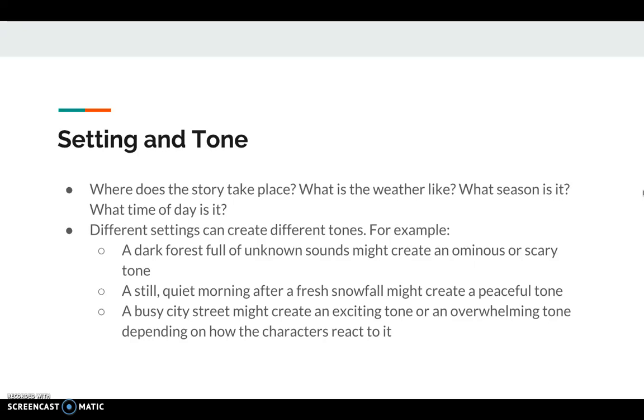Different settings can have different tones. I'm sure you can all picture the classic scary story that starts out, "It's a dark and stormy night." That sets a very dark, intimidating kind of tone. So you can look at these different examples to see how different settings make different tones. But know that these are just some examples and the possibilities really are endless here.